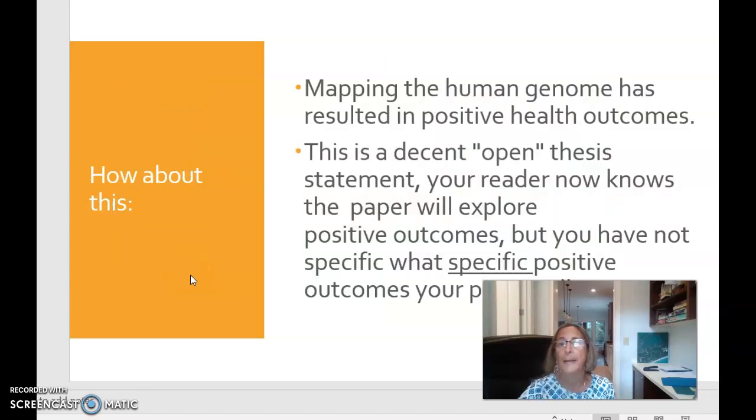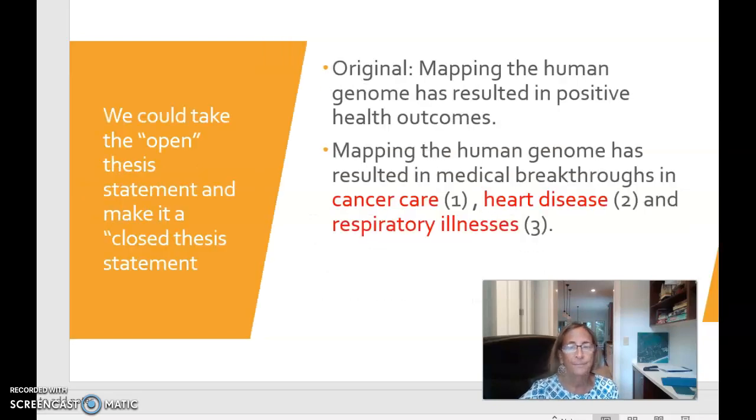How about this? Mapping the human genome has resulted in positive health outcomes. Now we know we're going to identify health outcomes, and we know we're going to be positive about it. So this is a decent open thesis statement because the reader already knows we're going positive, but the reader does not yet know what specific positive outcomes your paper might be examining.